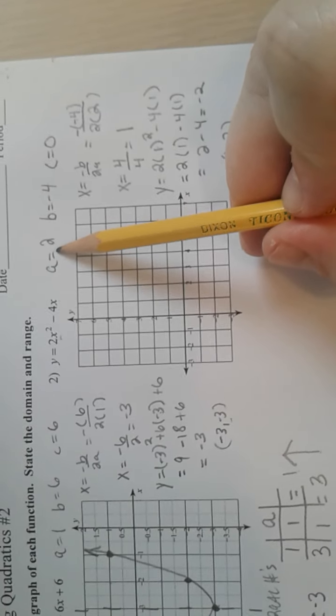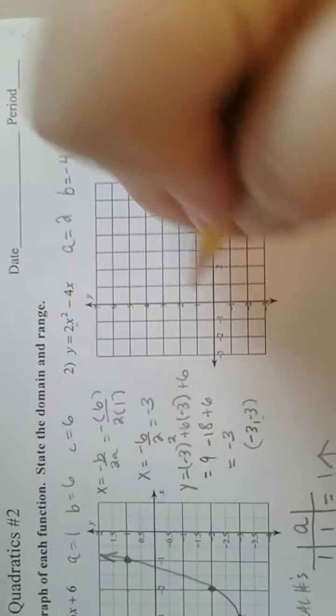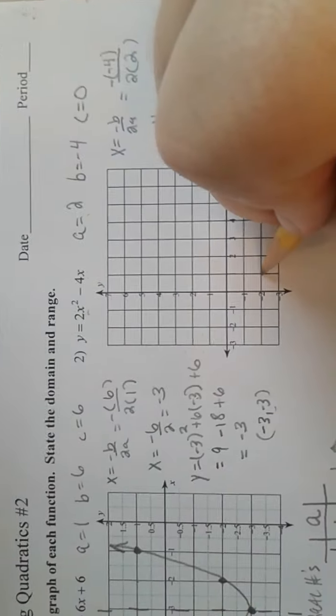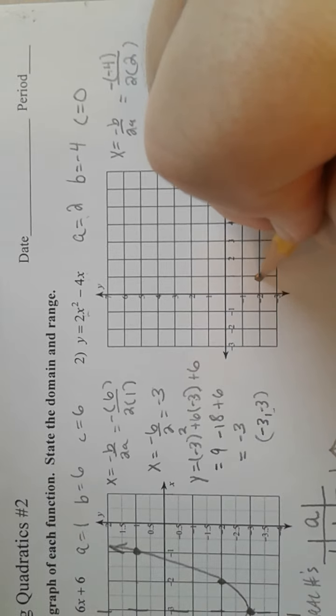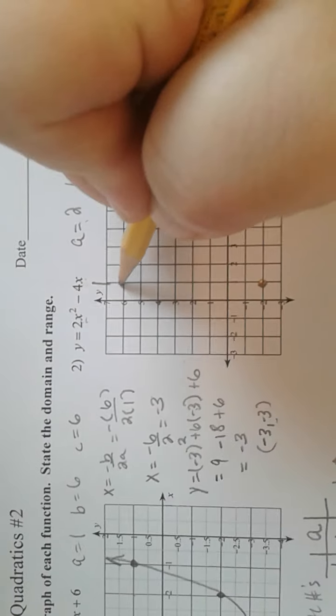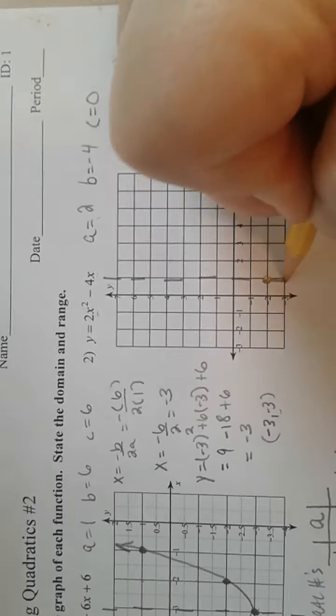We see this a value is positive, so we know this one's going to open up as well. So 1, negative 2. There's my vertex. Here's my axis of symmetry.